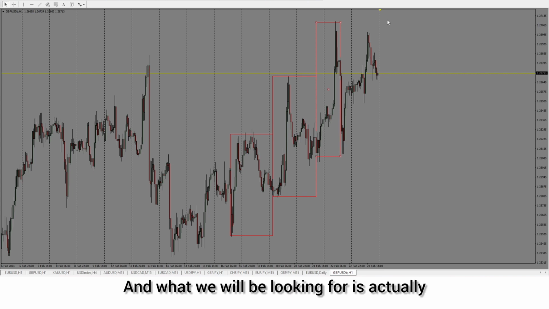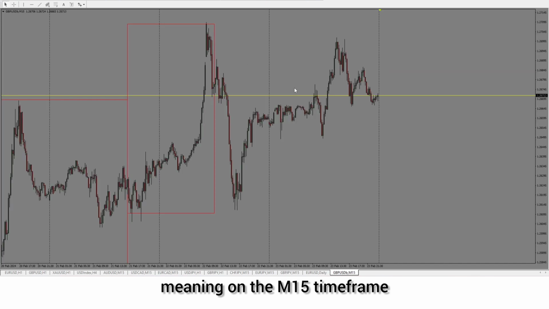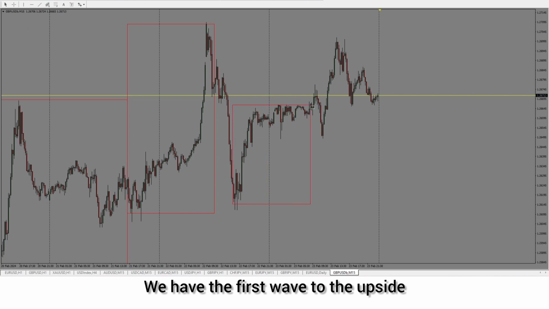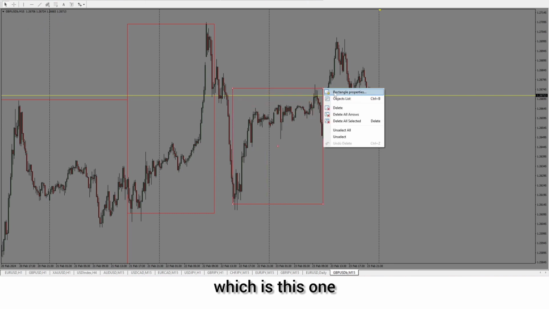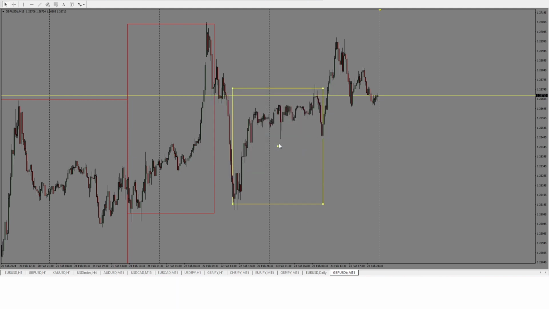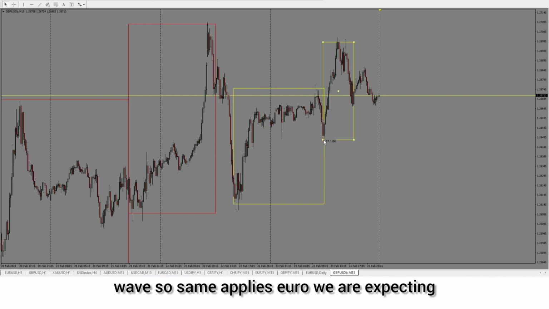And what we will be looking for is actually a completion of the M15 microstructure for us to take out the high of last week, meaning on the M15 time frame we would want to see a move that will satisfy these waves. We have the first wave to the upside, which is this one, and then the second wave to the upside, which is this one, and then we will be waiting to see the third wave. So the same applies.